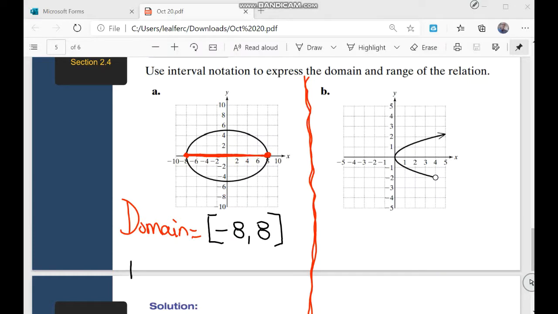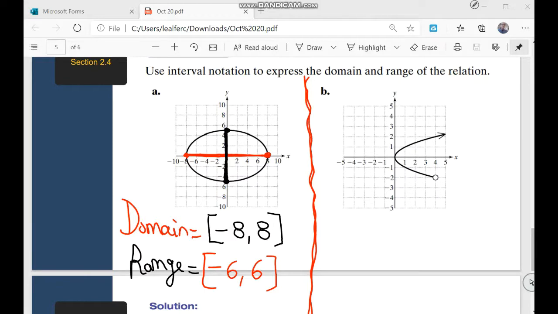And range is going to be on the y-axis. The y-axis range is going to be here from -6 to 6. This is the range, so from -6 to 6. Okay? It's not hard. We'll have a few tricks.